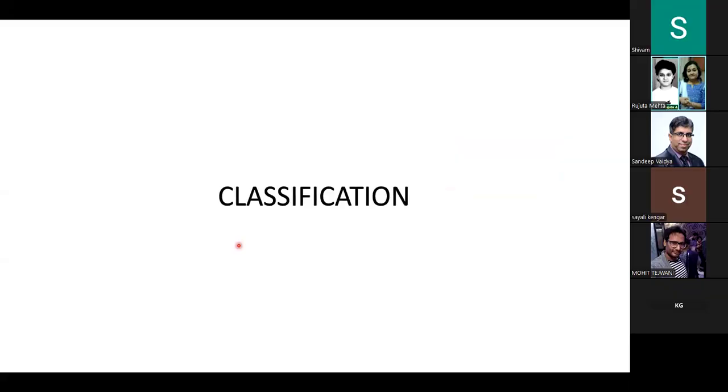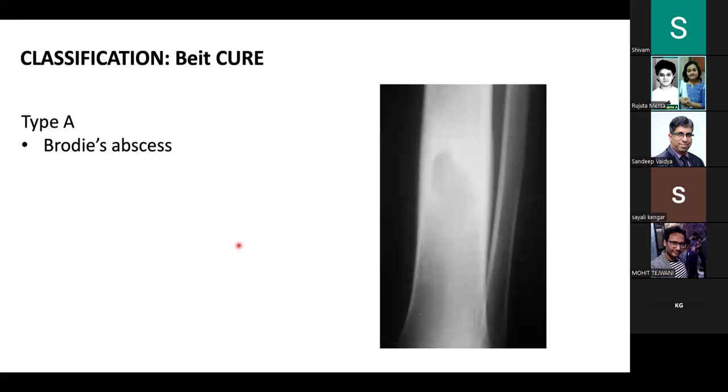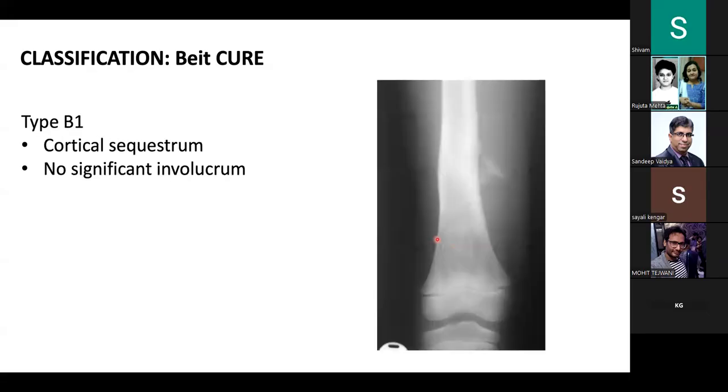Next, we come to classification. In classification, the most popular classification that is used now is something known as the BEAT-CURE classification. It's a very simple classification to understand, and it's useful to know because it gives you some algorithm for management. Within the BEAT-CURE classification, type A is Brodie's abscess, which we all know is a lytic cavity within the bone. There is no sequestrum here. The walls may be sclerotic. So that is type A BEAT-CURE chronic osteomyelitis.